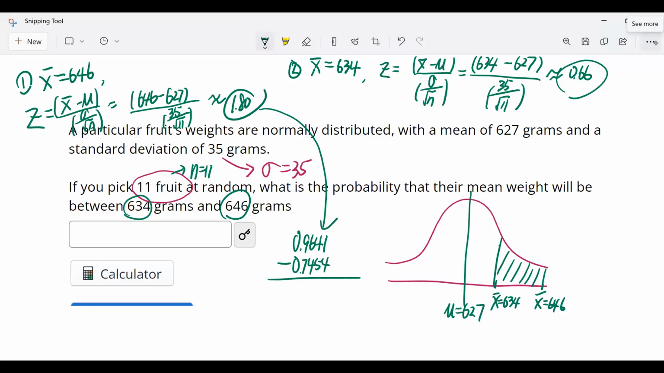Okay, so if I find the difference, you don't have to do it by hand, right? You can just put it into the calculator. I just want to save some time.